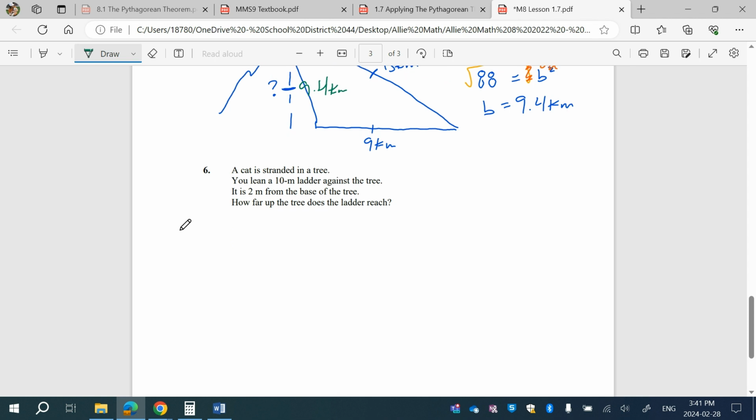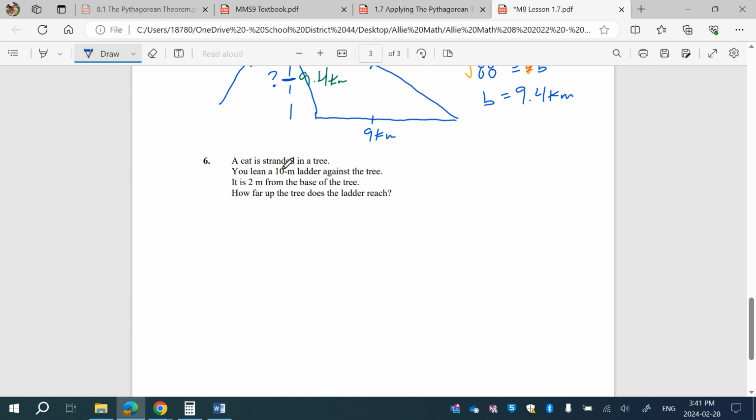Let's be heroes. We got a cat stranded in a tree. Oh no! If you lean a 10-meter ladder against a tree, it's 2 meters from the base of the tree. How far up the tree does the ladder reach? Okay, so we've got a nice tree here. Wow, incredibly drawn tree. We have a nice cat up there that needs our help. And we have a ladder that's leaned up against the tree like this.